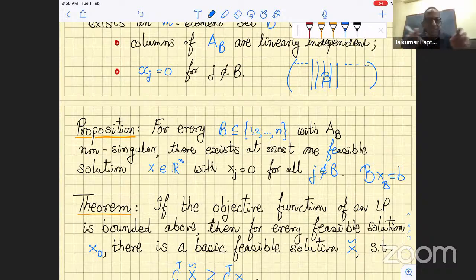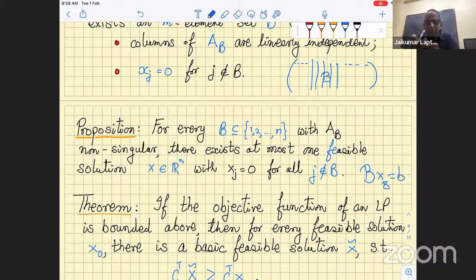The only dependency among the columns of B will be the 0 dependency, or there is no dependency. Which means that for each potential B, there is at most one basic feasible solution that is supported on B. Now, two different Bs can give rise to the same basic feasible solution. That is because when you try to solve the system for B, it may be that in addition to the variables outside B, some variables inside B also came out to be 0.